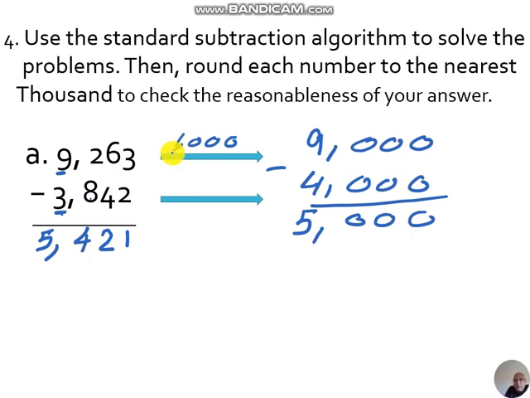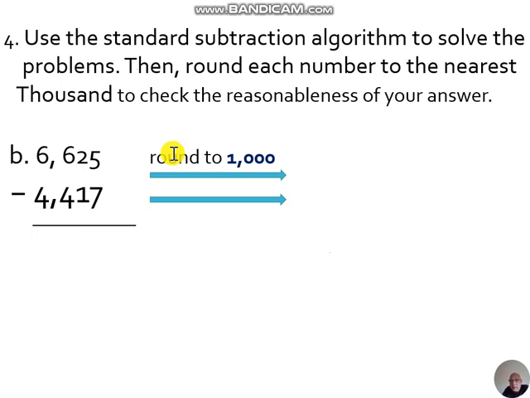Okay, next one. Use standard subtraction algorithm to solve the problem. Then round each number to the nearest 1000 and check if the answer is reasonable or unreasonable. Reasonable means the answer is close to the exact difference. Unreasonable means the answer is far away. We call it unreasonable.